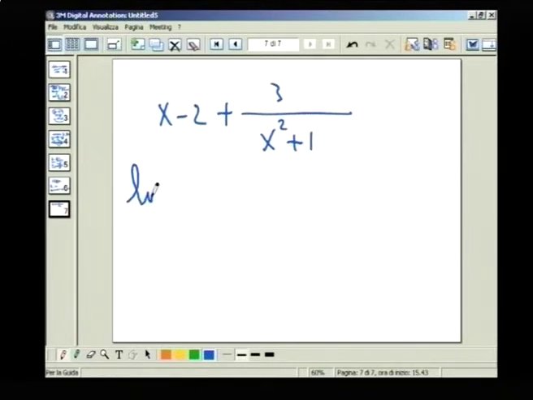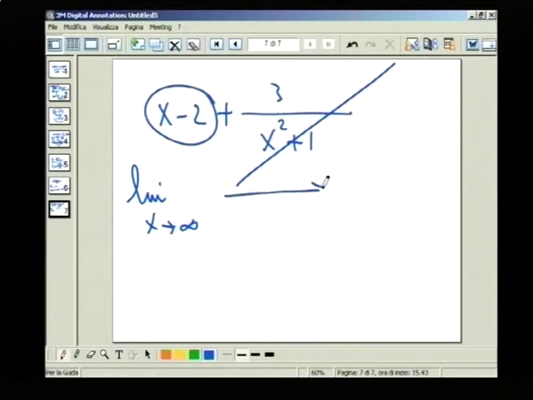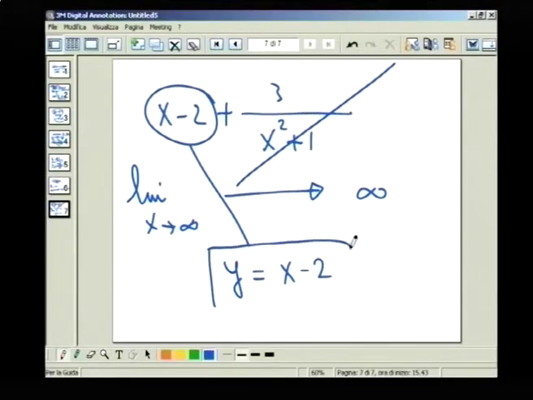Now suppose you take the limit when x tends to infinity. What do you obtain? Of course, this tends to 0, because here you have x squared. So there remains x minus 2. Yes, of course, the function goes to infinity, but it approaches the line y is equal to x minus 2. And that's the idea. The idea is that you approach this line here.